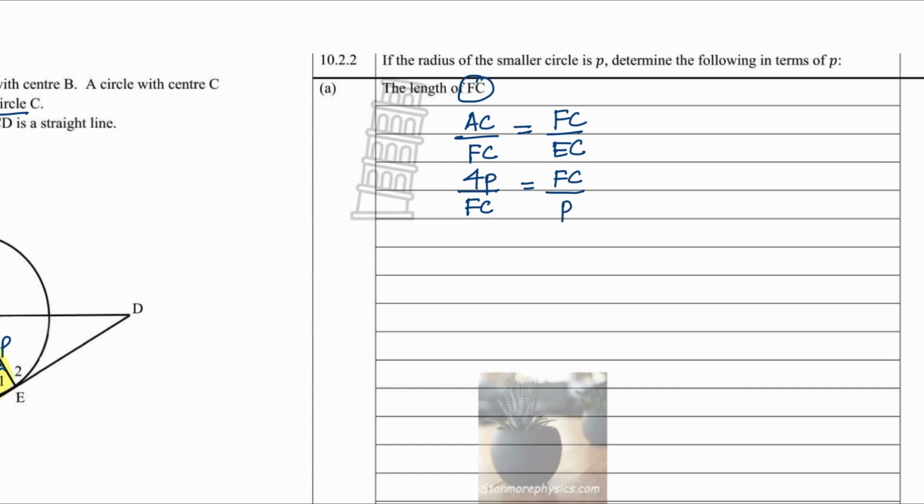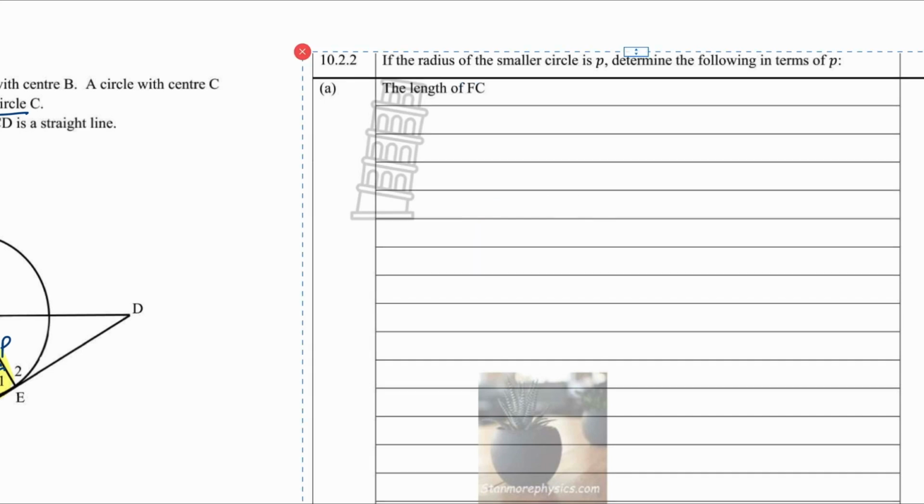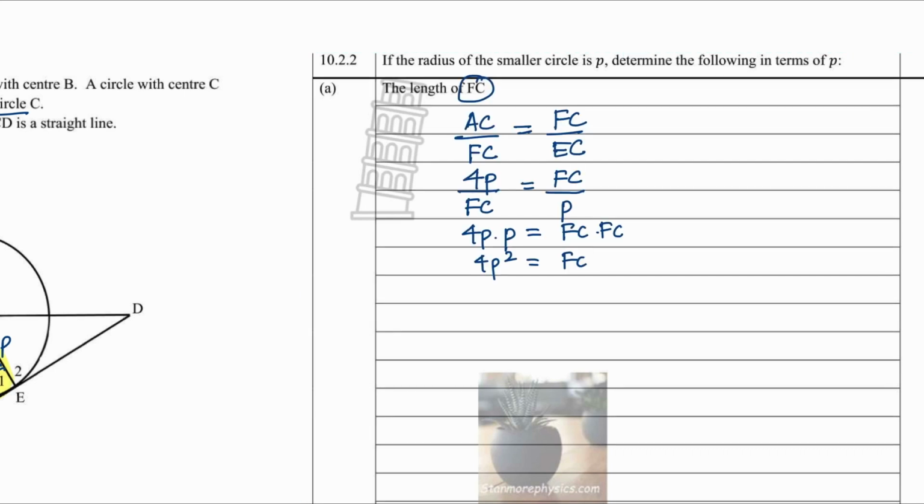Now let's cross multiply. 4P times P is equal to FC times FC. 4P squared is equal to FC squared. Then we can say that the square root of FC squared is equal to the square root of 4P squared. That means FC is equal to 2P.